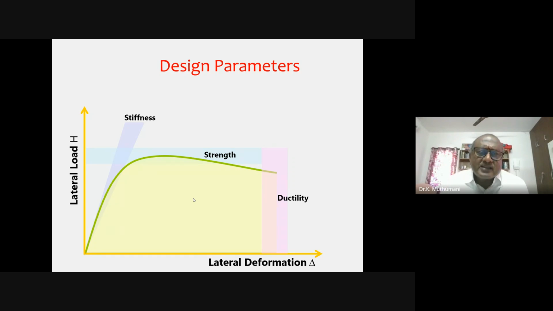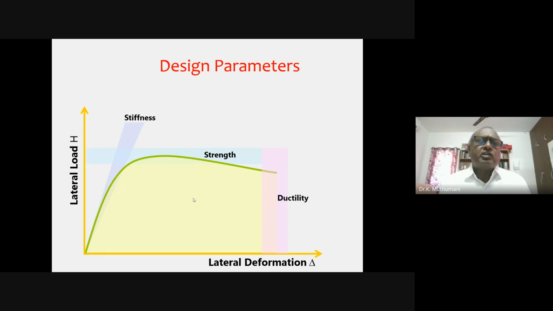So we need to understand what is the stiffness that you are going to keep, what is the strength parameter that you are going to keep, what is the ductility that you are going to keep. So it is a little complicated, but however, we will limit our discussion to what is given in code and how they take care of all these parameters in simple.